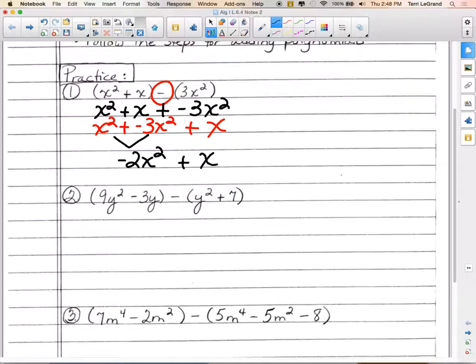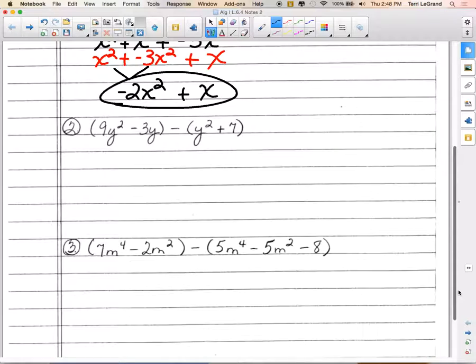Is that in standard form? Yeah. It's got the x squareds first, the x to the first power following it, and they are not like terms, so we can't do anymore. Okay? That was easy enough, right? Now let's move on to number 2.